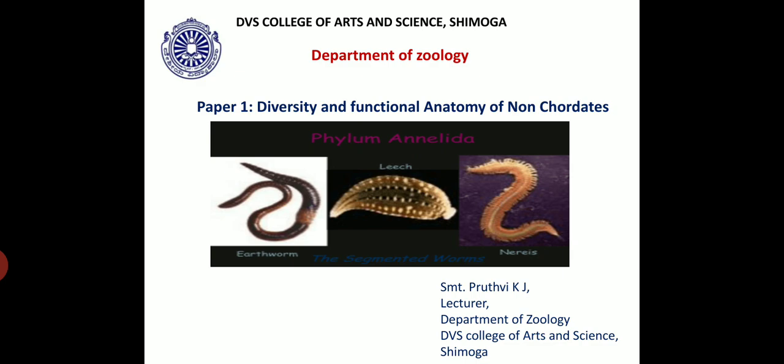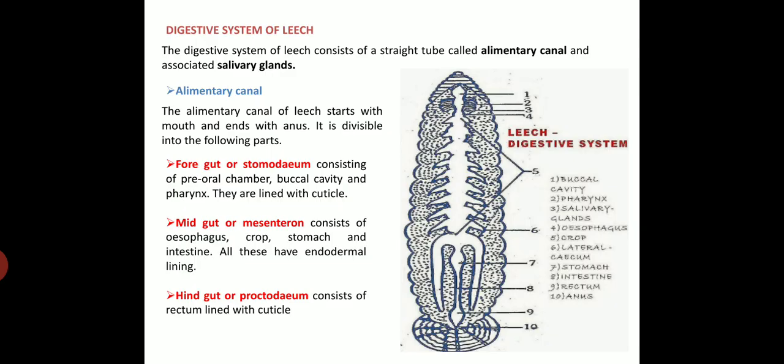In the last video, we discussed the phylum Annelida and its general characters and classification. We also discussed the morphology of leech, or Hirudinaria granulosa. And today we are discussing the digestive system of leech.